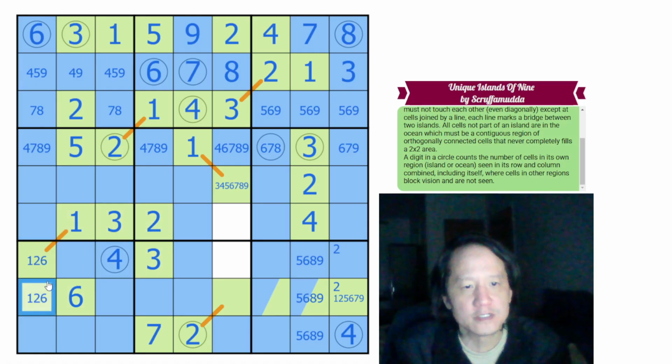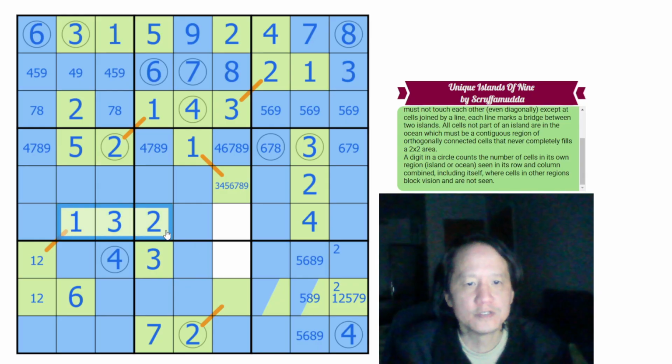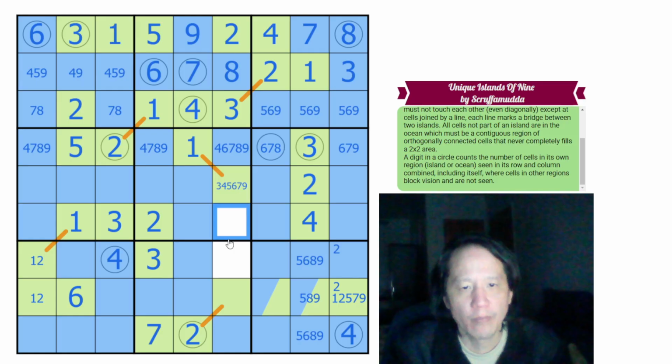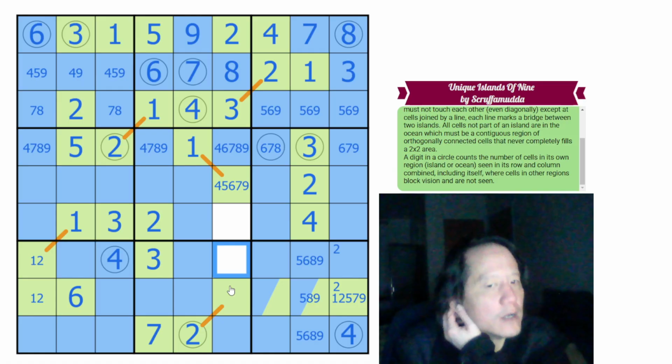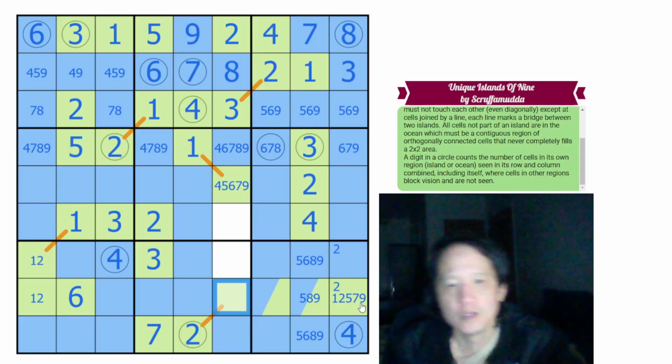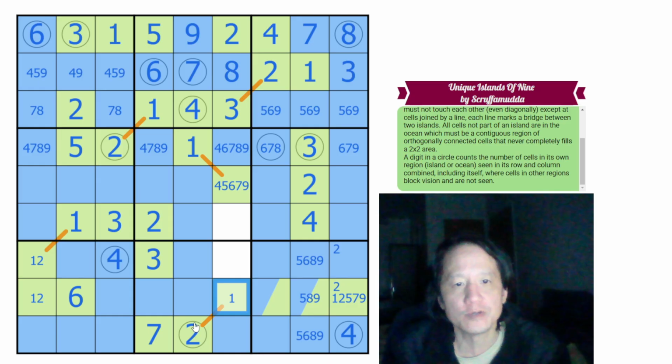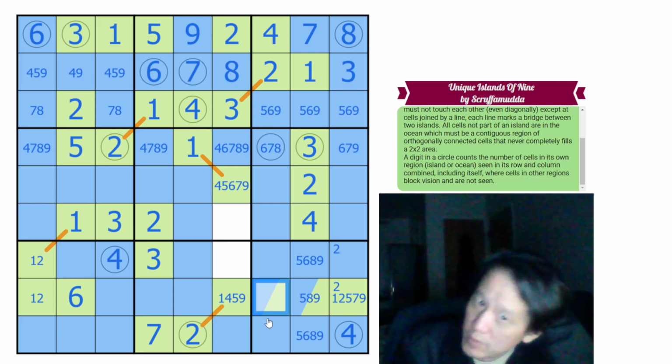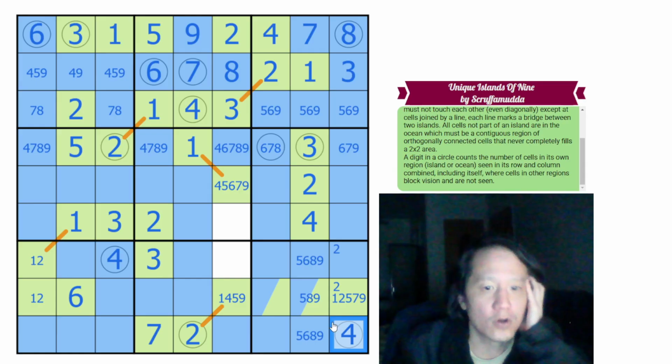This can't be 1. This is a 6. This can't be 6. Neither of these can be 6s now. So this is the unique island there. This can't be 8. This can't be 3. Let's see. What could this be? It could be 1, no 2, no 3. It could be 4, 5, no 6, 7, 8, it could be 9. Okay. And this is 4.